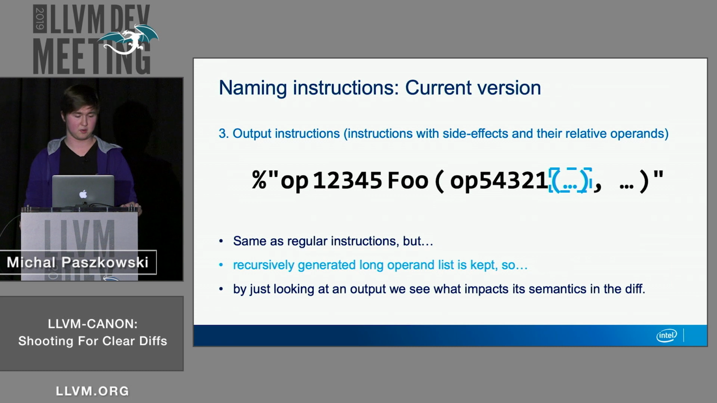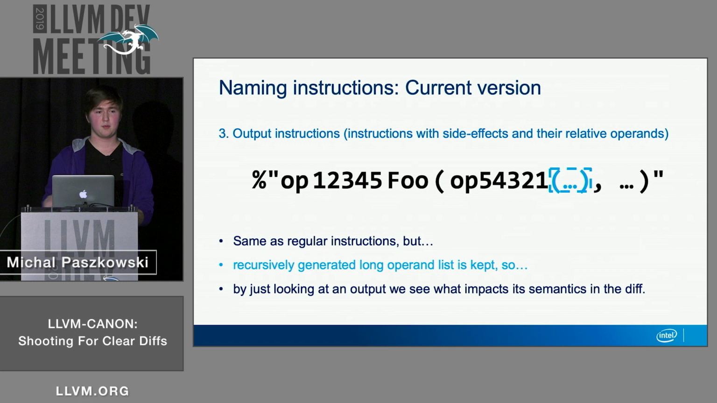And we have the third type of instructions, which are output instructions. These are instructions with side effects. Some instructions with side effects don't have names, so in the case of those instructions, we just take their relative operands, 1 or 2 instructions up from the instruction. And we name them exactly the same way as regular instructions, but we also include that part in the parentheses.